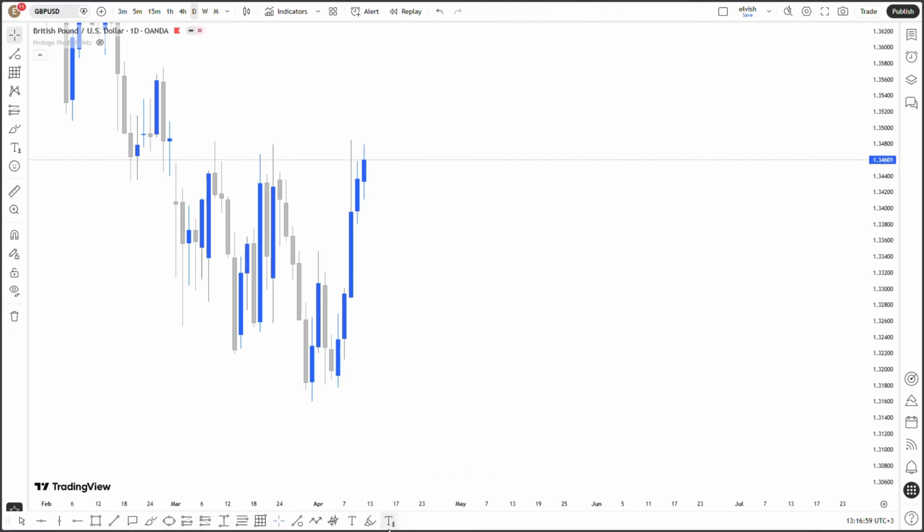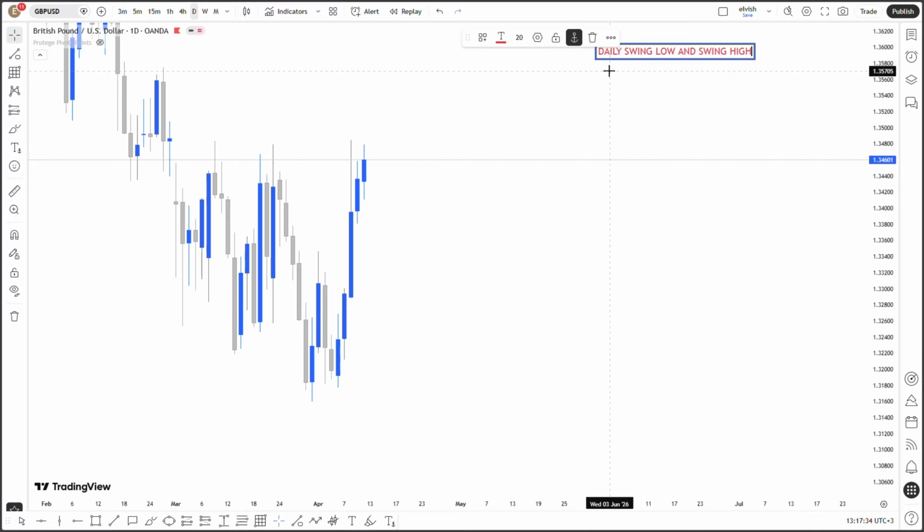So what do I do first? Let me anchor my text over here. What's the first thing that I always do? I always look at the daily time frame, okay? So what do I look for in the daily time frame? It's really easy. I'm going to be looking for my swing low and then swing high, okay? That's the only thing I'm going to be looking for in the daily time frame.